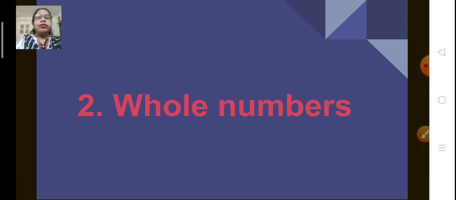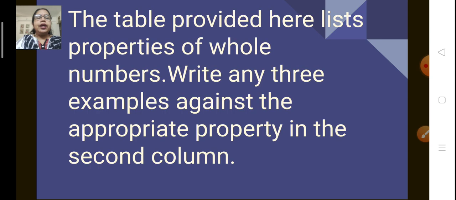Now let's see what the next one is. It is from the chapter Whole Numbers. Okay. So you will give the heading as Whole Numbers. And what is the project? Look at this: the table provided here lists properties of whole numbers. Write any 3 examples against the appropriate property in the second column.